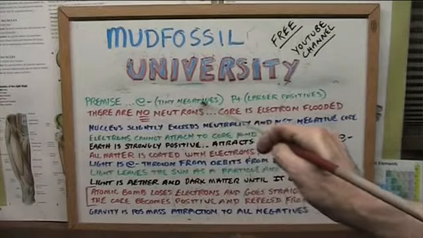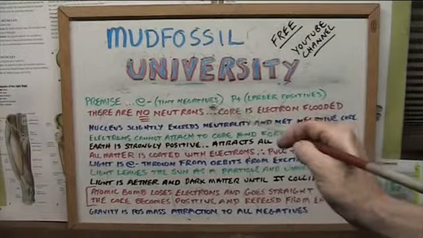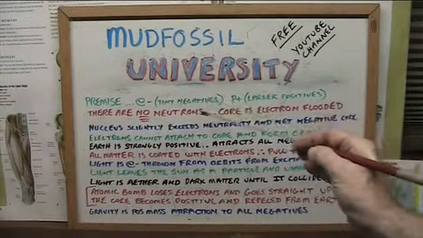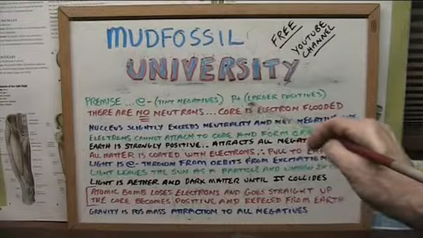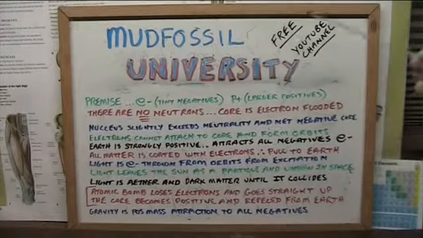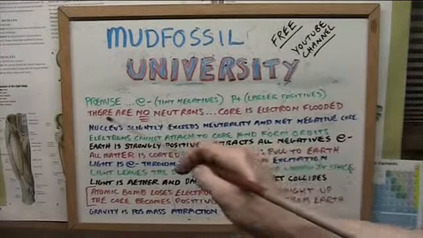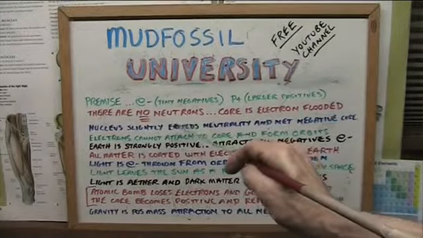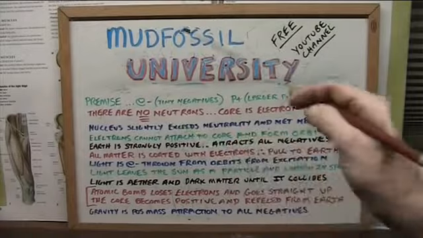Electrons are tiny little negative particles. Most people accept that. They're very tiny, 1,800 times smaller than a proton. Protons are positive and they are much larger. So far, everybody's okay, I assume. There are no neutrons. Now everybody's not okay. There are no neutrons. What does that mean?